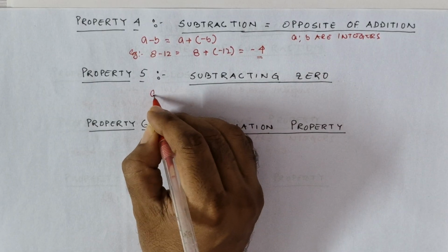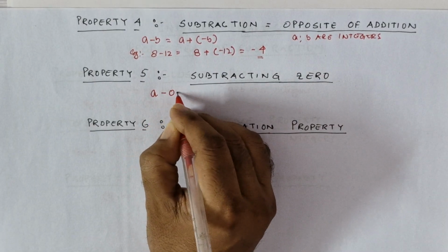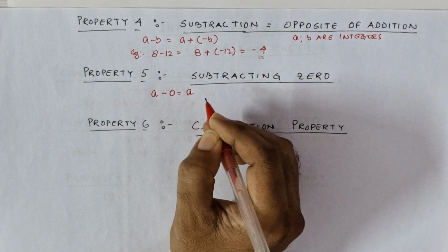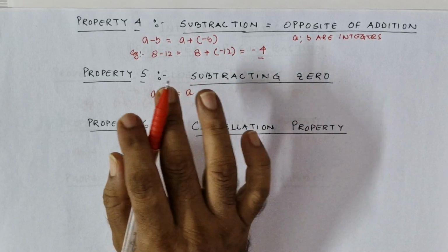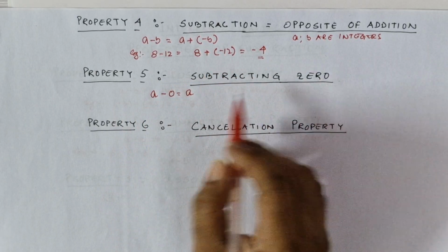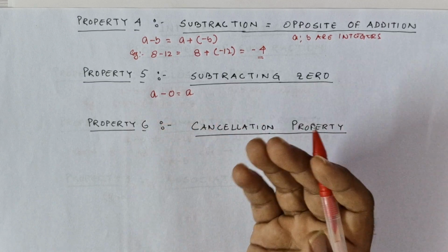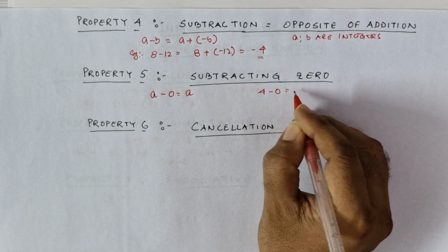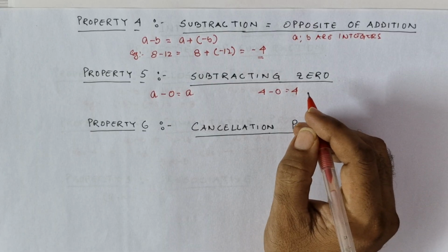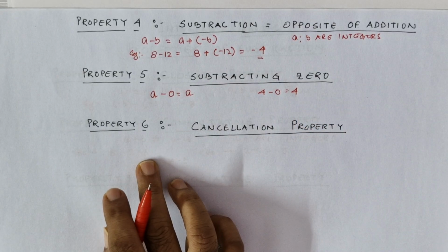Always remember, if A is an integer and I subtract 0, the number remains itself. So the integer remains unchanged. If you subtract 0 from an integer, the number remains itself. I'll take a number, see, 4 minus 0 is 4. Got it? So next is property 6, the last property.